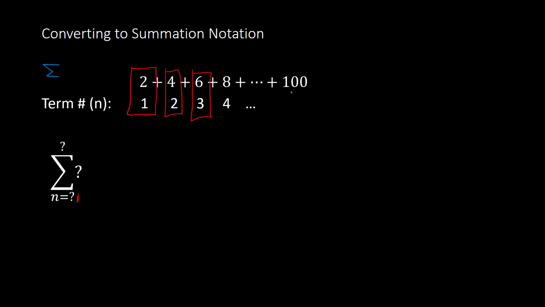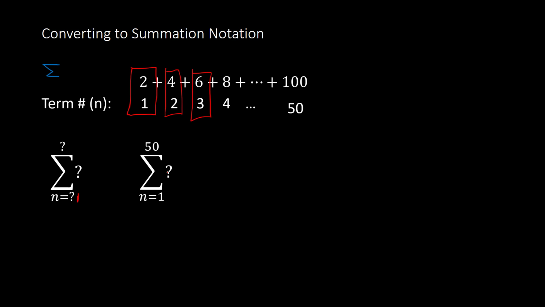So what times 2 is 100? That's going to be 50. So when I set up my summation notation, I'm starting with term number 1, and I'm going all the way to 50. So the number down here is 1, the number on the top is going to be 50.